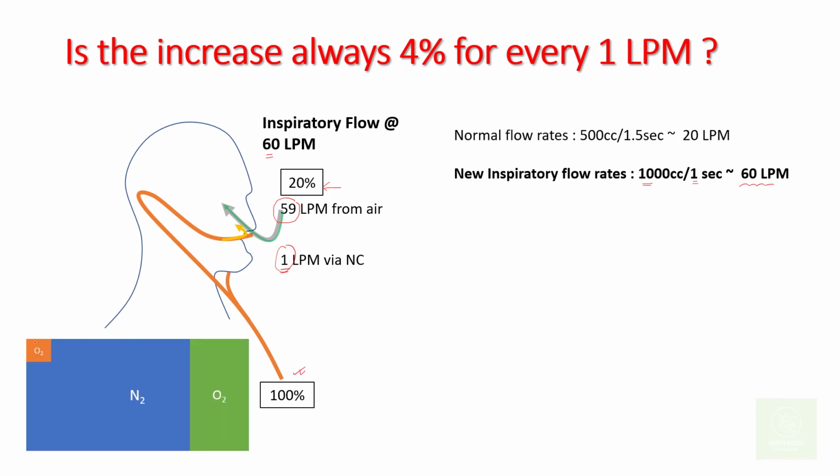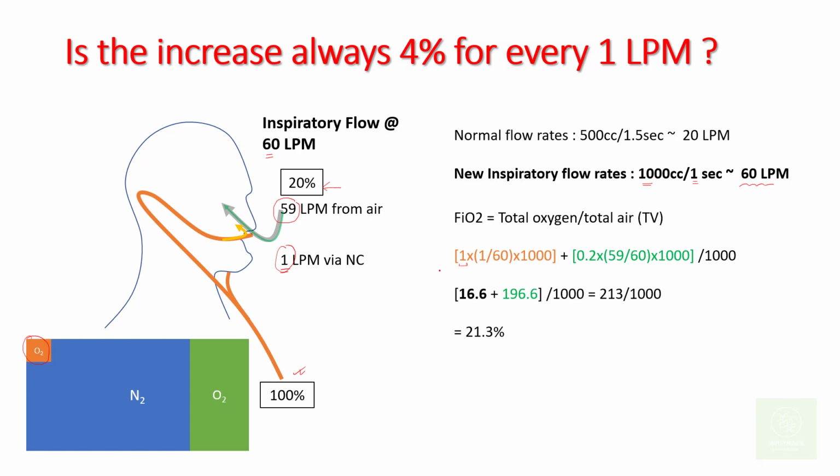So if you look at this figure, you can see the proportion of oxygen is much smaller now as compared to previous tidal volumes. Now 1 is the fraction of oxygen in the nasal cannula, and patient is getting 1 liter out of 60 liters from the nasal cannula, and your tidal volume is now 1000. And from the air, he's getting 0.2 of oxygen, but he's getting around 59 out of 60 liters from the air, and your volume is 1000. So when you calculate this, you come to a percentage of 21.3%. What happened? 1 liter nasal cannula is only providing you with 21.3% instead of 24%.